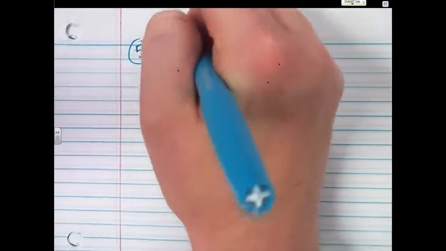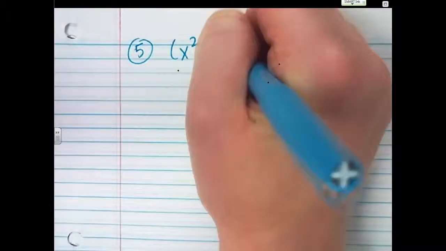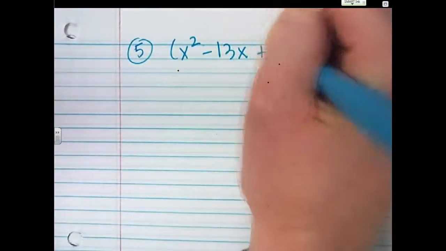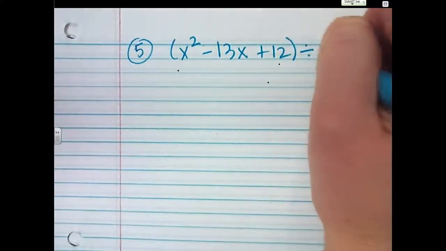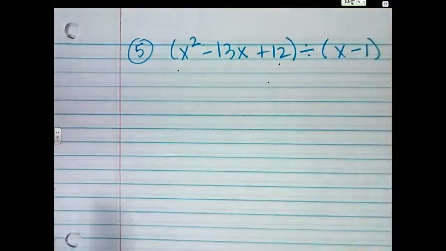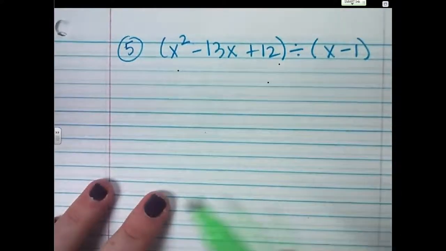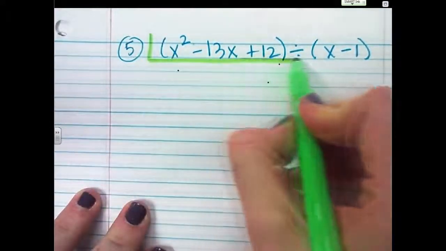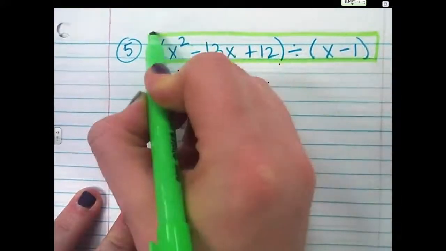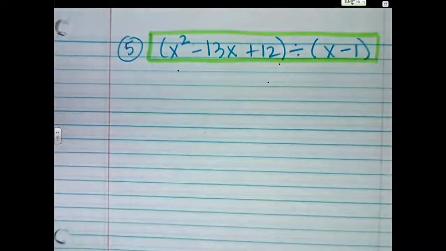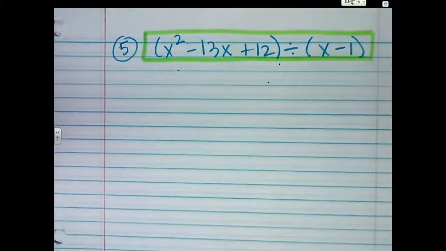Okay, I want you to try number 5. Let's see how you do. Number 5, x squared minus 13x plus 12. Okay, so try that. Set it up. See if you can start it. See if you can finish it.